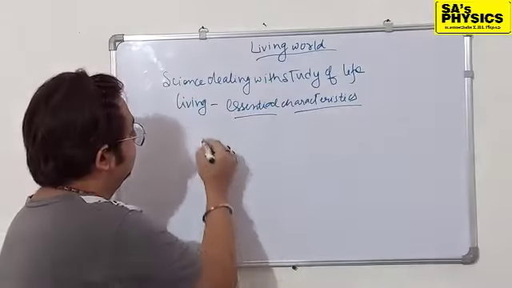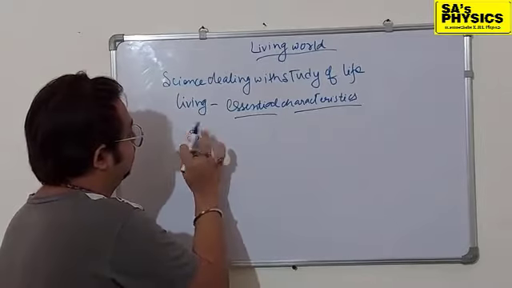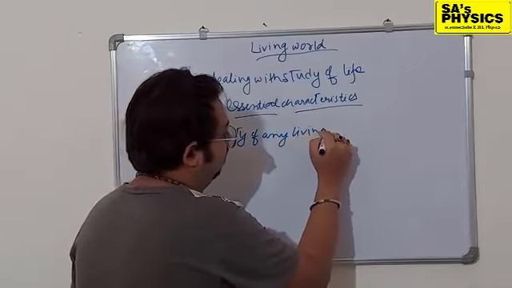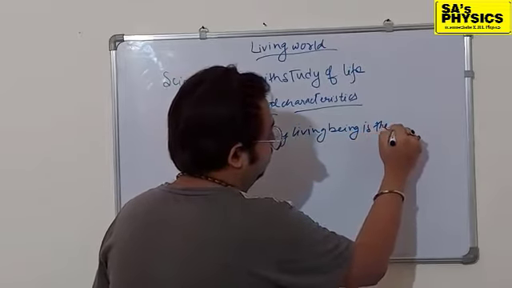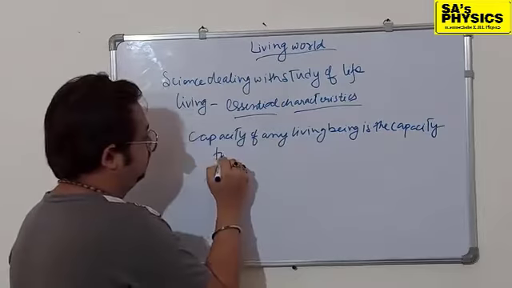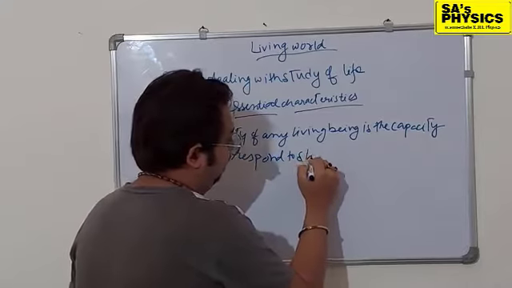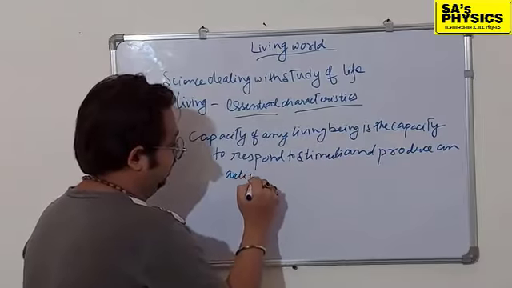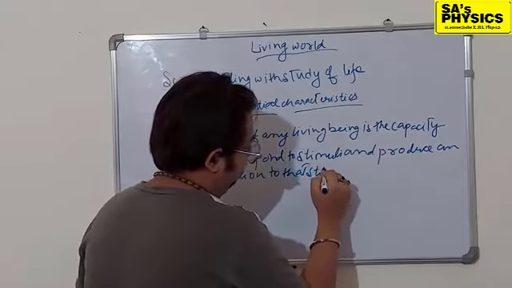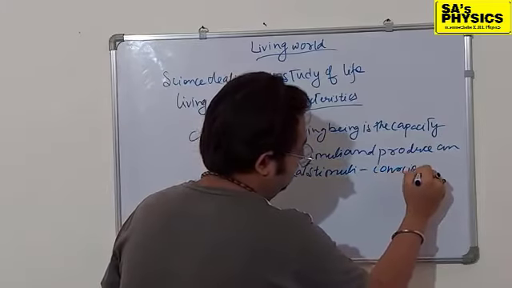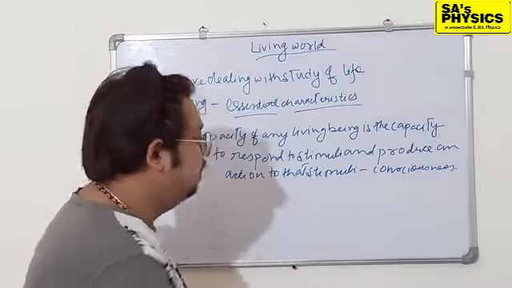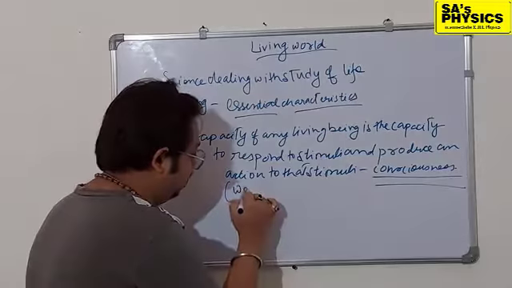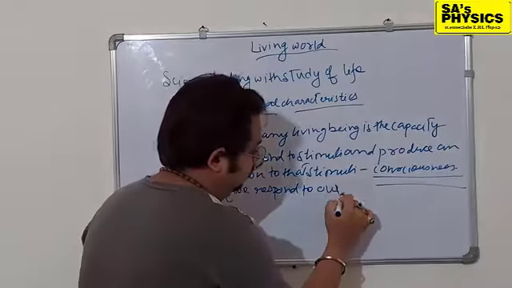So we have senses, and the very basic capacity of any living being is the capacity to respond to stimuli and produce an action to that stimuli. Which is essentially called consciousness. So all living beings have to be conscious. We are conscious of our surroundings. We respond to our surroundings.